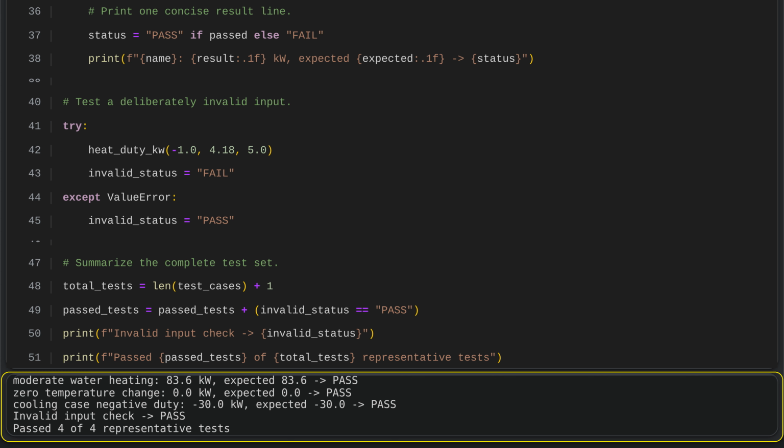The script defines a heat duty calculation in kilowatts using mass flow, specific heat capacity, and temperature change while rejecting negative inputs. It then runs tests for normal heating, no temperature change, cooling with a negative duty, and invalid negative mass flow. Each result is checked against the expected outcome, and the script reports how many tests passed, confirming the function behaves correctly across these cases.